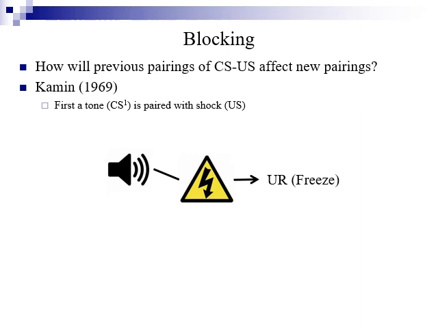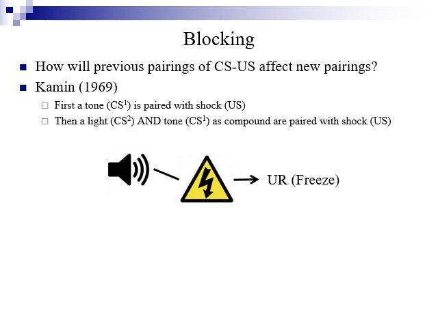This is what Kamin did in 1969. The unconditioned response to a pain stimulus like shock for a rat is that they freeze, they stop moving, right? So he did several pairings of tone followed by shock, tone, shock, and then introduced another stimulus as a compound. So when the tone came on, a light also came on. So the tone and the light turned on together and turned off together and were followed by shock.